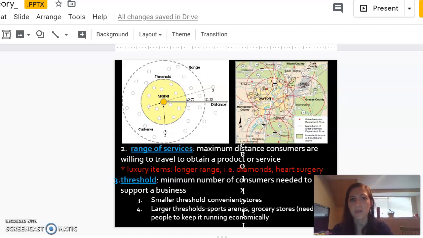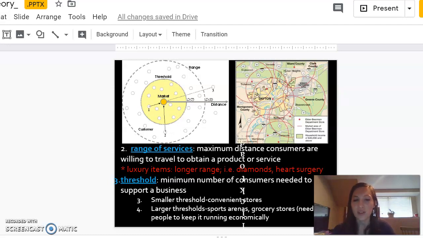Range, and we did talk about this. We talked about range is the maximum distance people are going to travel for a product or service. So we say, what items have longer ranges? Well, if you need heart surgery and you live in a rural area of Texas, you're not going to find heart surgery there. You have to travel to the city for that. If you propose and you want your fiance to say yes, then you're going to drive to a city for a diamond ring. You're not going to buy a 25-cent ring at a machine.